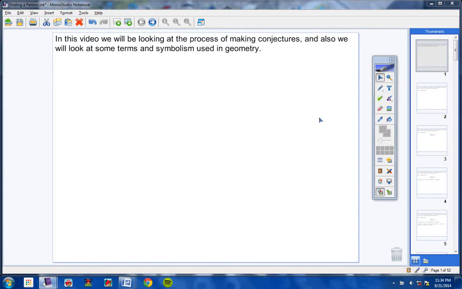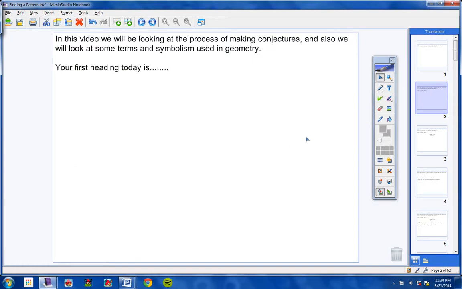Okay, here we go. Go ahead and get out your things to take notes with. Your first heading today is called Finding a Pattern, Lesson 2.1. If you would write that in your notes, please, and also include today's date.